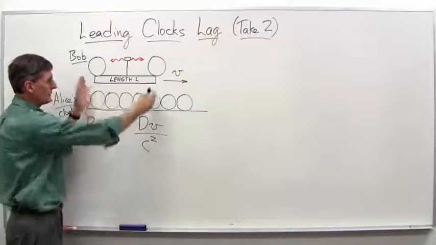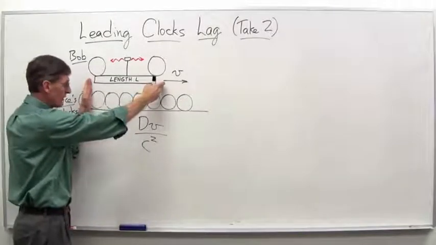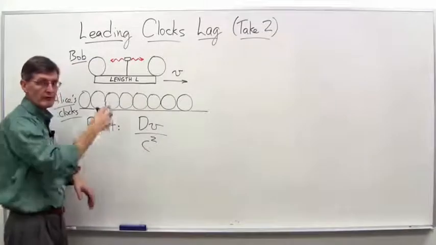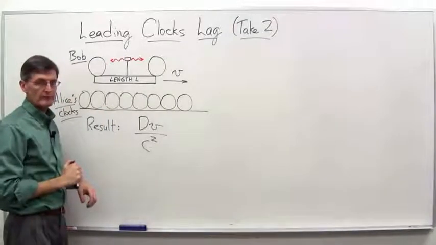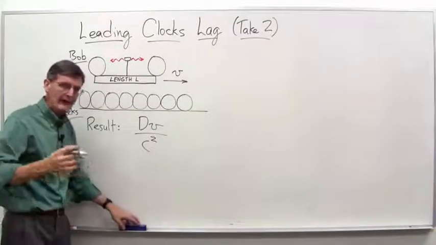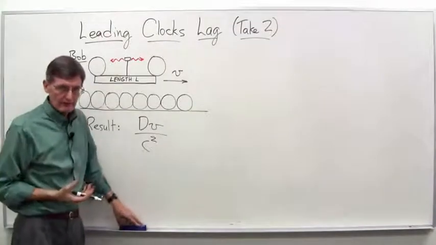But in general, it's going to be a distance d between the 2 clocks. We're talking about the velocity, the relative velocity between the 2 frames, Alice and Bob here, and then the speed of light squared. So that was the result we came away with after a little bit of calculation.